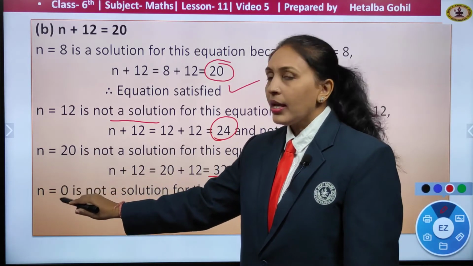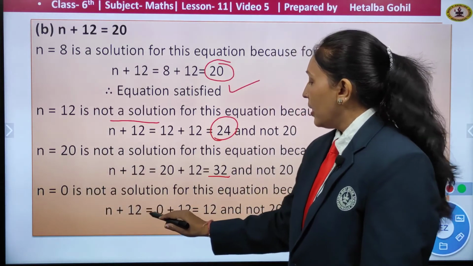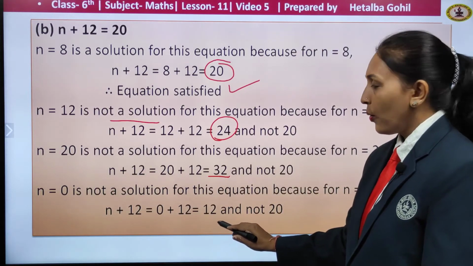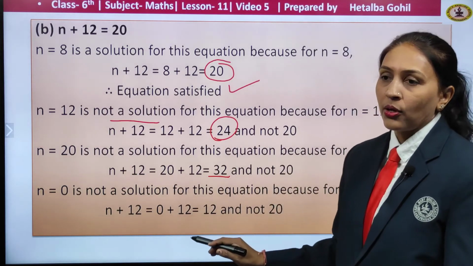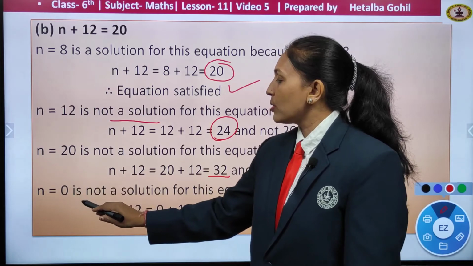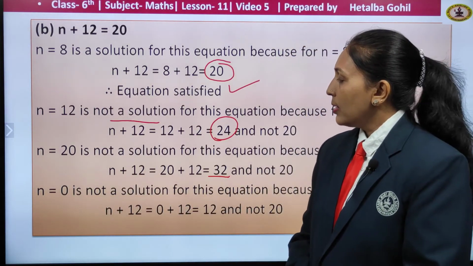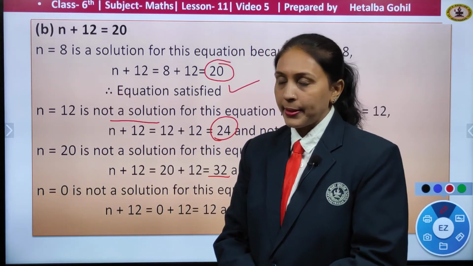Next, n equal to 0, putting the value 0 in the equation, 0 plus 12 I get the value 12 here. Okay. So, here you can see 12 and 20 are not equal to one another, hence I can say n equal to 0 is also not a solution of the given equation. So, only we have one solution here, that is n equal to 8.